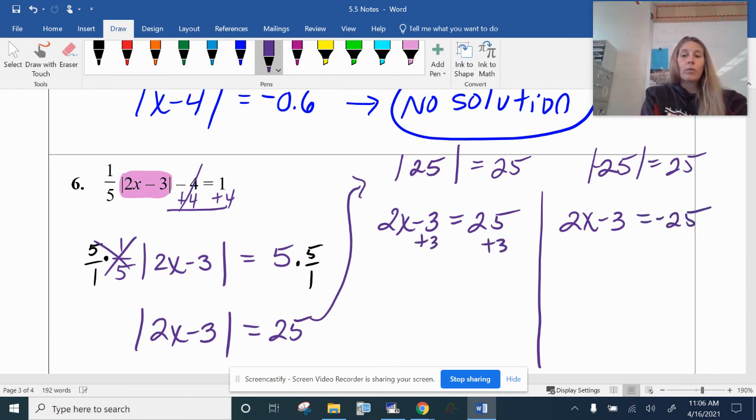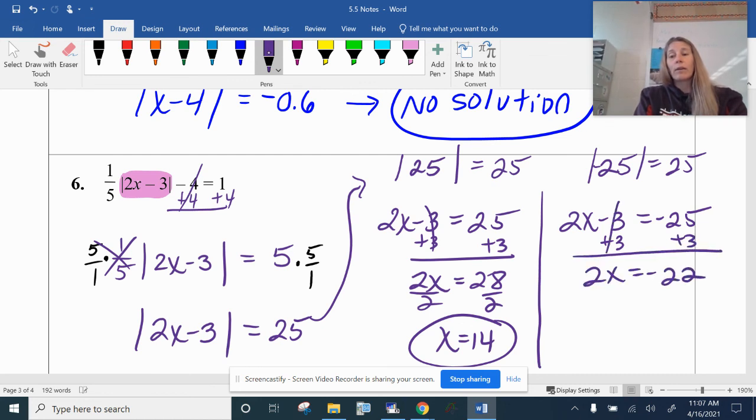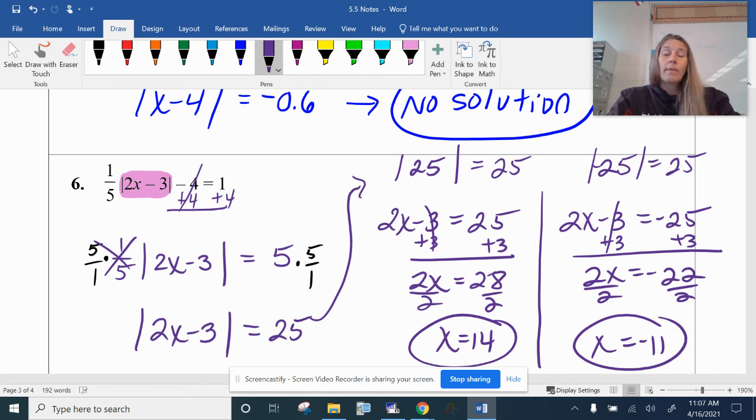Then to solve it, we're simply going to add 3 to each side. Divide by 2. I get x equals 14 for my first solution. And then over here, I'm going to add 3 to the negative 25, giving me negative 22. Dividing by 2, and x equals negative 11. And that's how you solve absolute value equations.